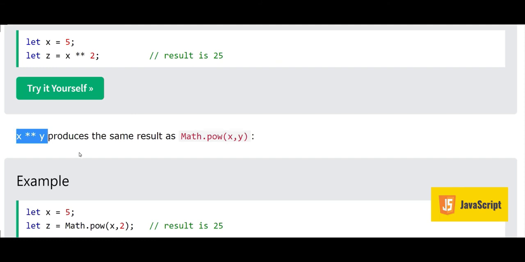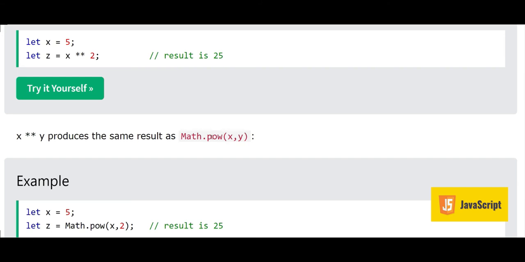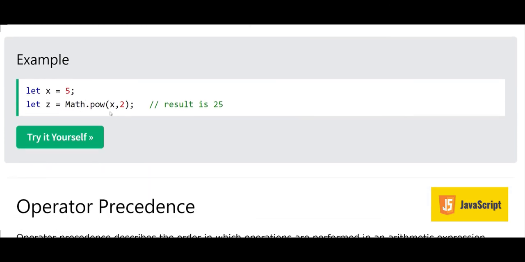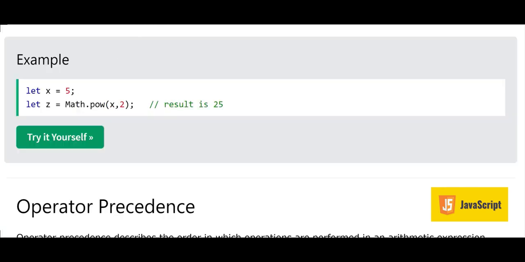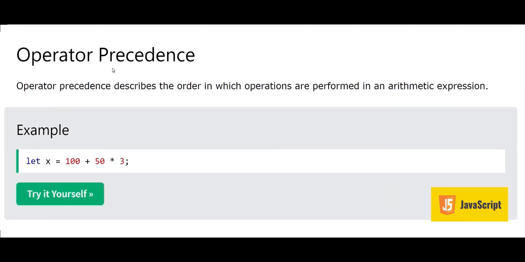And this operator, double star, produces the same result as math.pow(x, y). This method or procedure will also give us the same result. Here we are doing the same thing with math.pow, and as you can see the answer is 25. Next we are going to study an interesting thing, which is operator precedence.